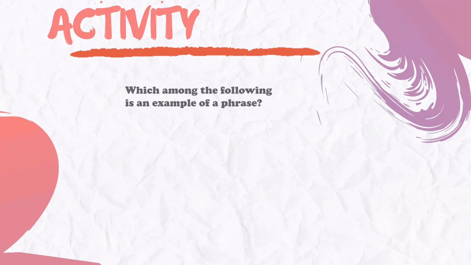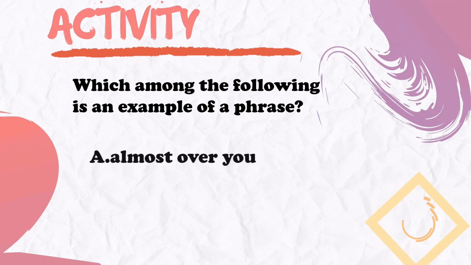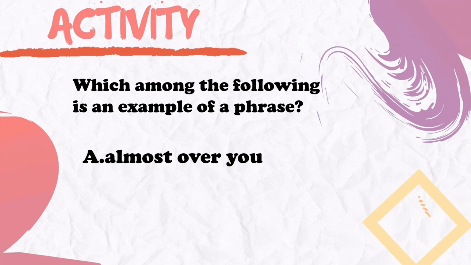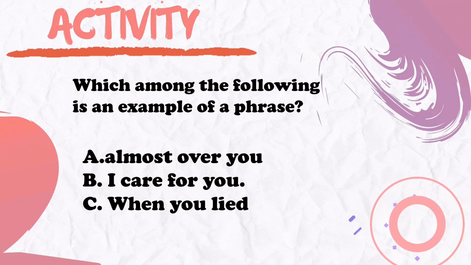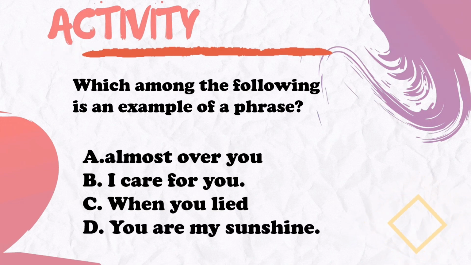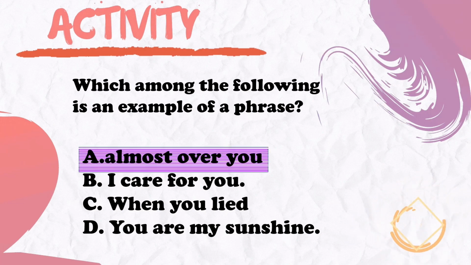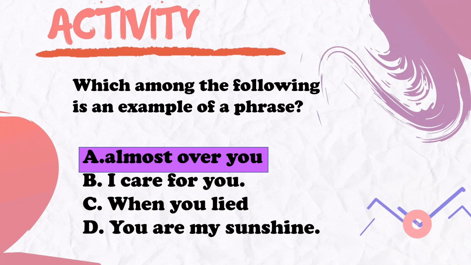Next, which among the following is an example of a phrase? A. Almost over you. B. I care for you. C. When you lied. D. You are my sunshine. Very good. Almost over you is the correct answer. It doesn't have a combination of a subject and a verb.